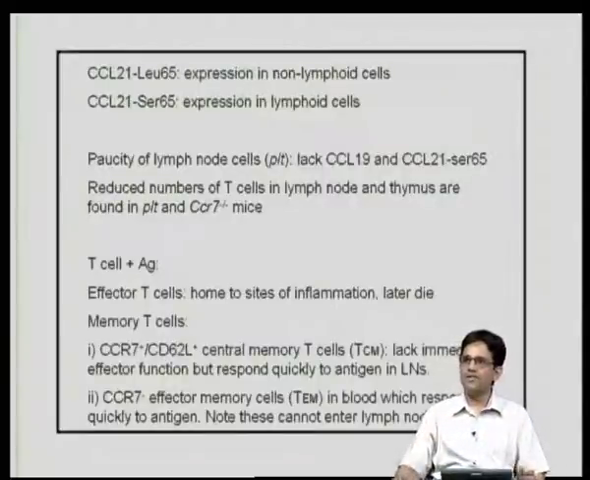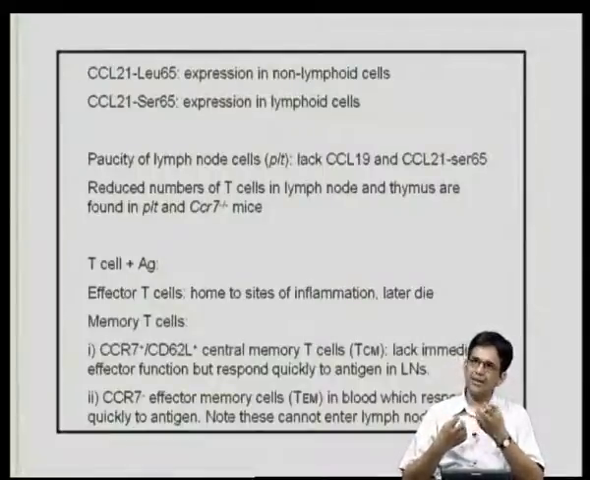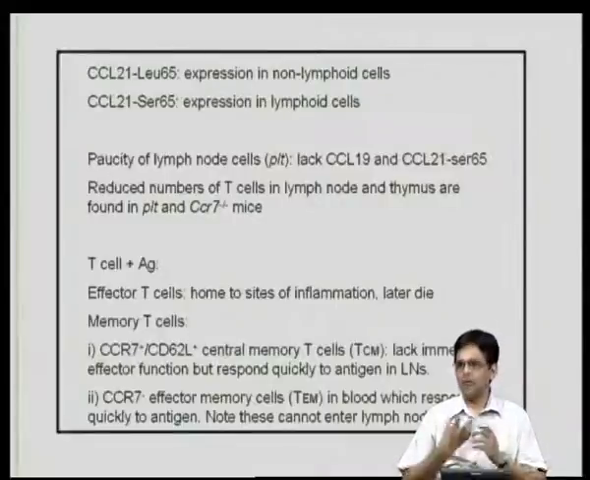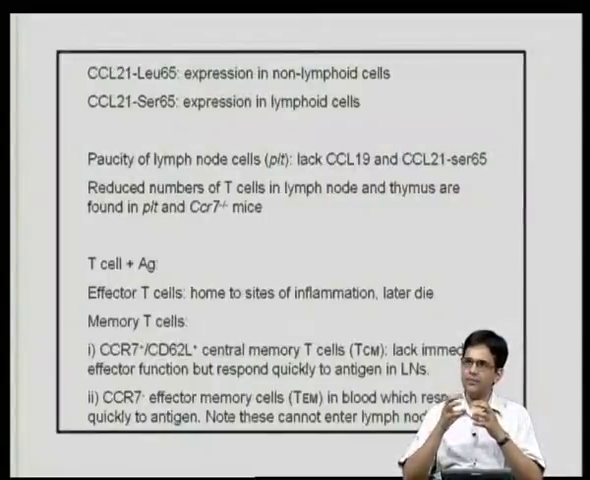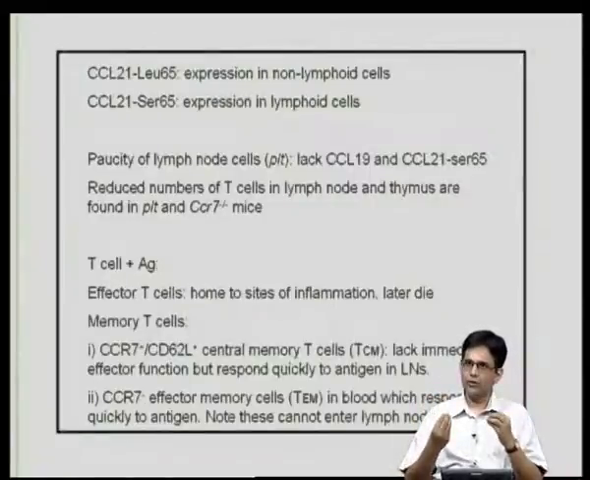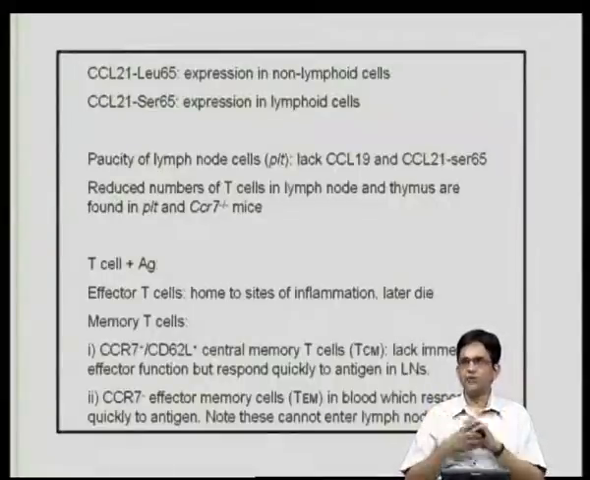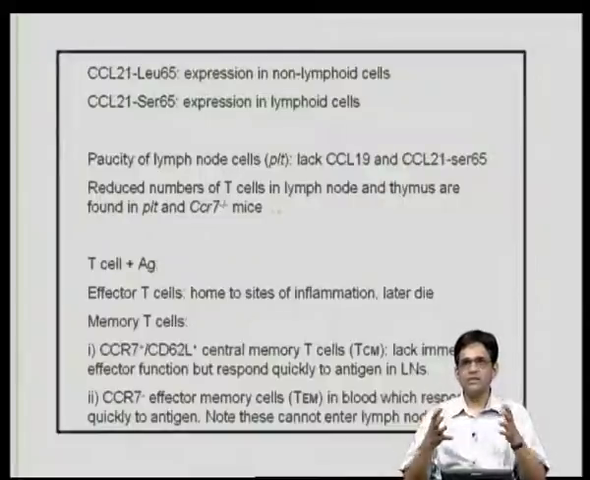Similarly, you have CCR7 knockout mice in which you have a reduced number of T cells in lymph node and thymus, because for the same reason, either you lack the receptor or the ligand, and so they are not able to come in. So, in terms of entering lymph nodes or thymus or Peyer's patches, in which entry is dependent on the high endothelial venules, if you do not have either the ligand or the receptor, then you will have fewer of these cells in the organs, and this demonstrates the importance of these molecules in T cell homing and function.